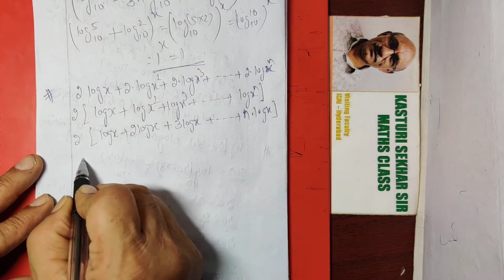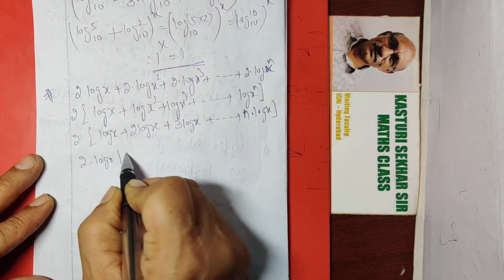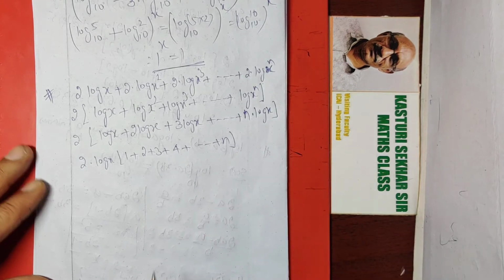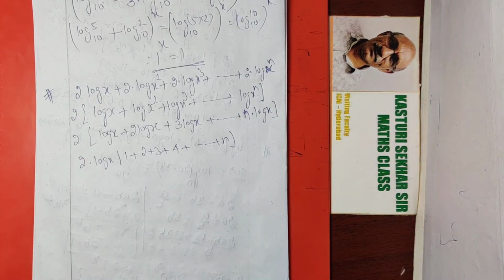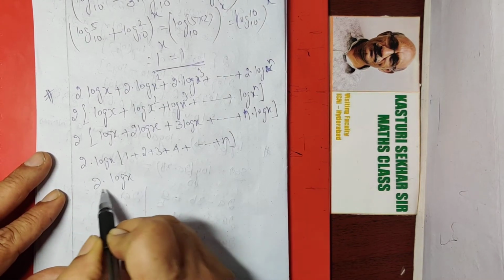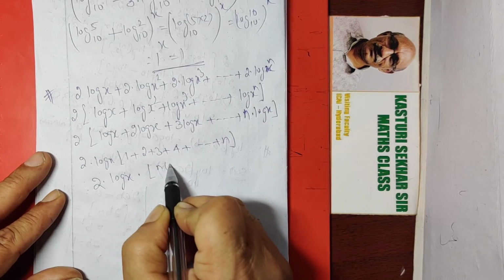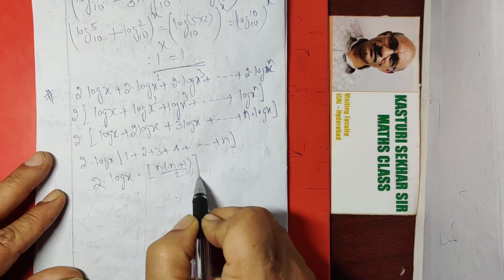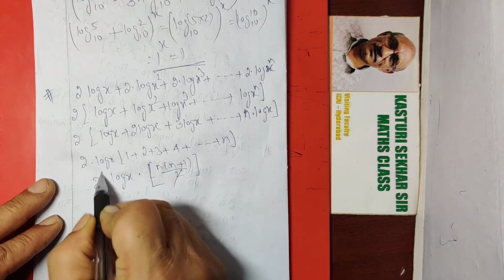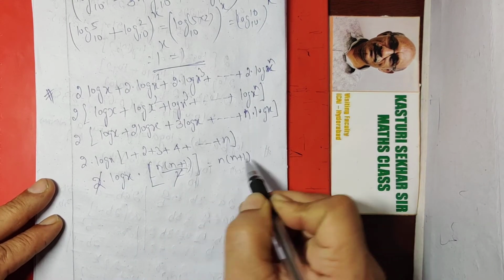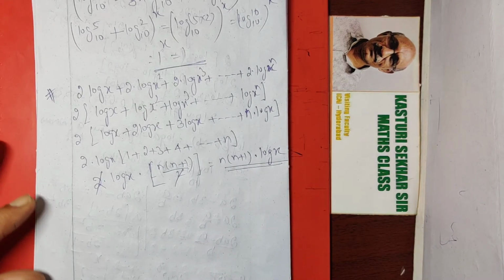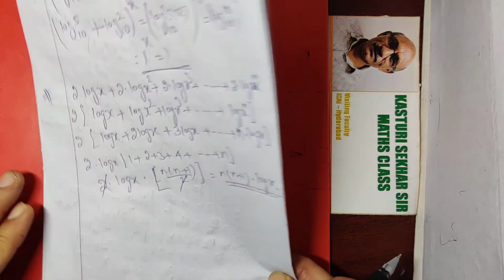If I take log x as common, this is 1 plus 2 plus 3 plus 4 plus etc. plus n. So the terms inside the brackets is nothing but the sum of the first n natural numbers. 2 log x into, it can be written as n into n plus 1 by 2. Standard result, sum of first n natural numbers. So these two cancel, leaving n into n plus 1 multiplied with log x. This is the answer to the given question.